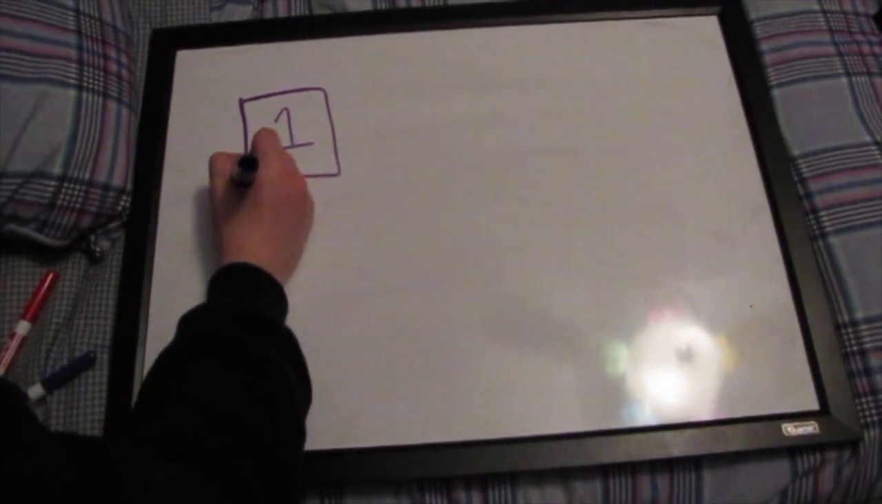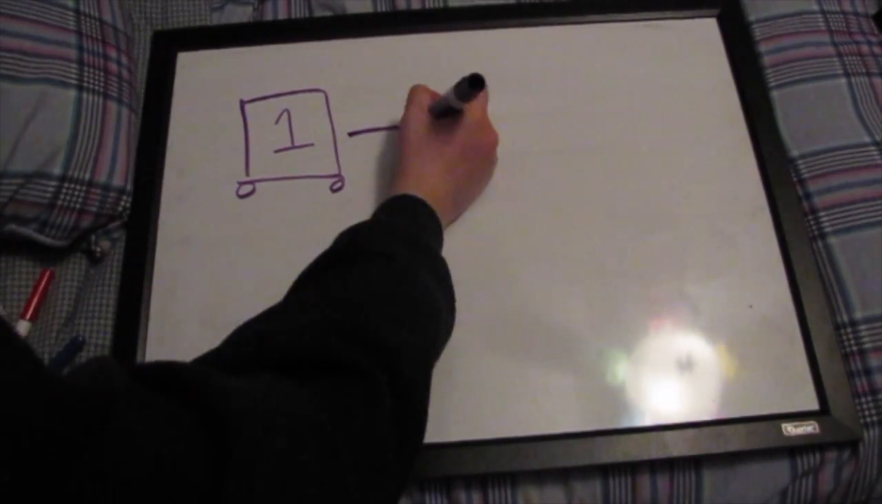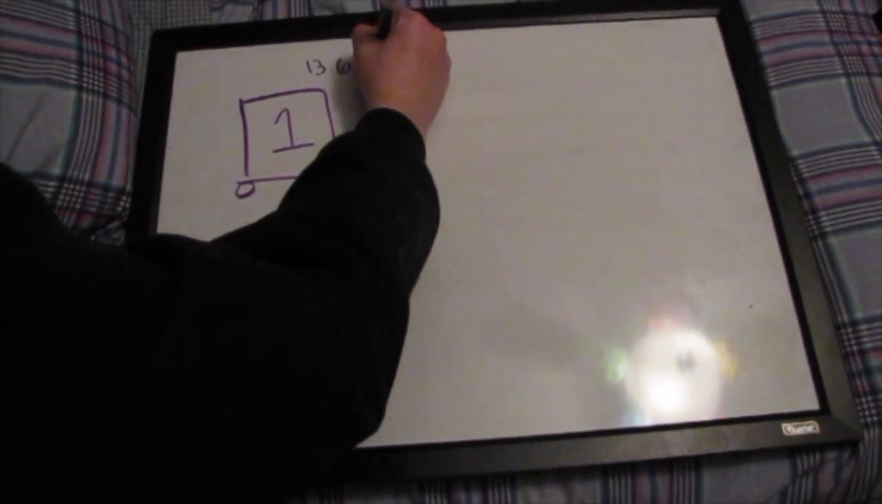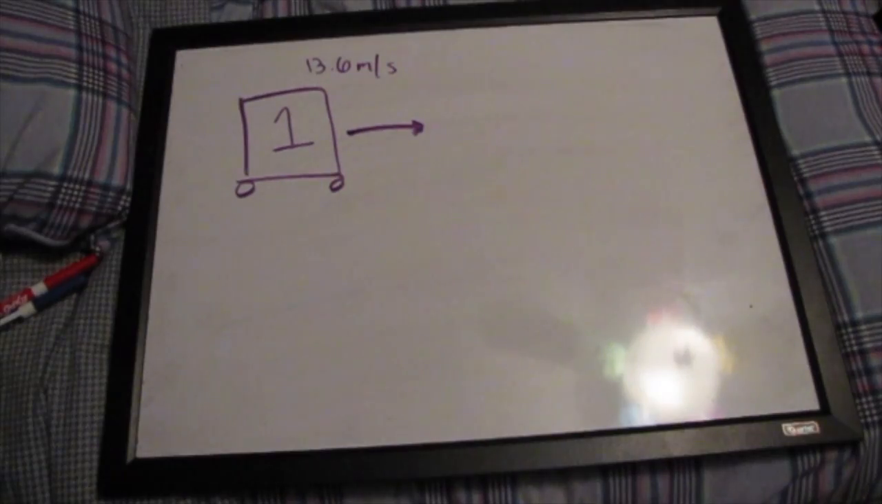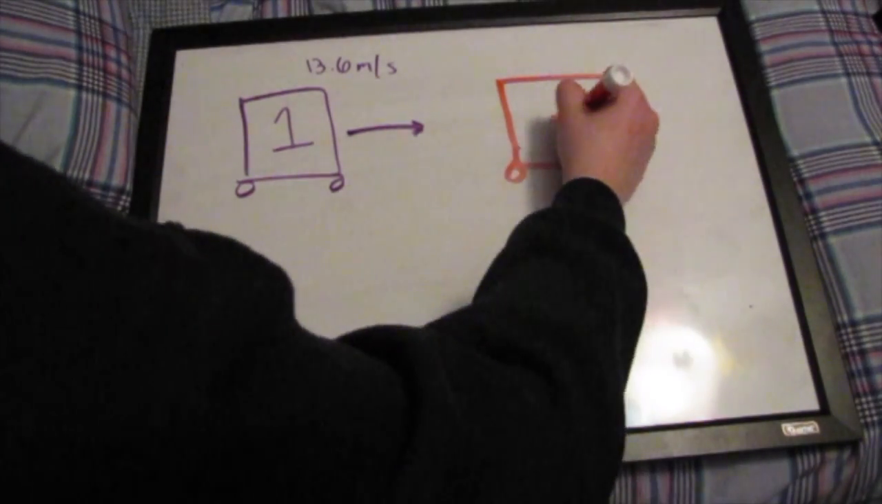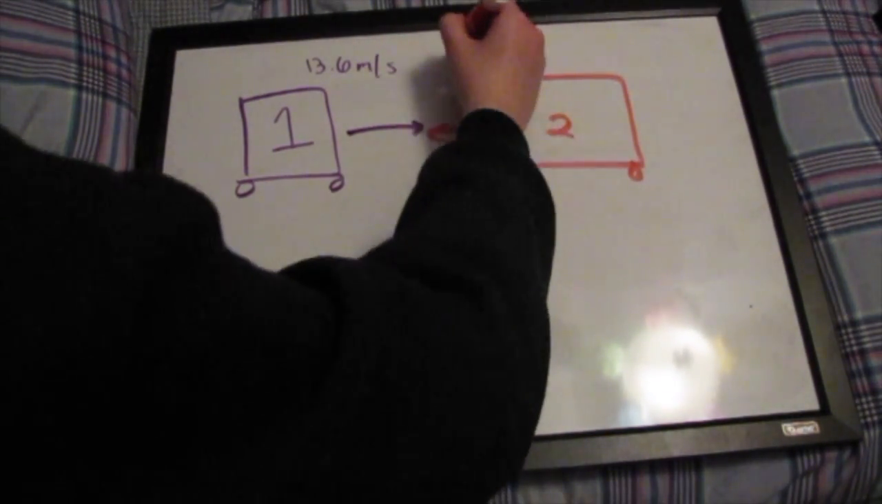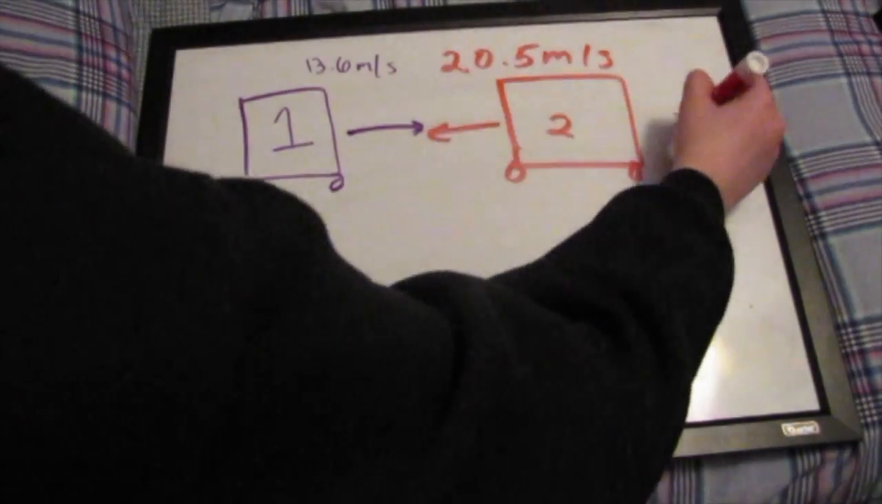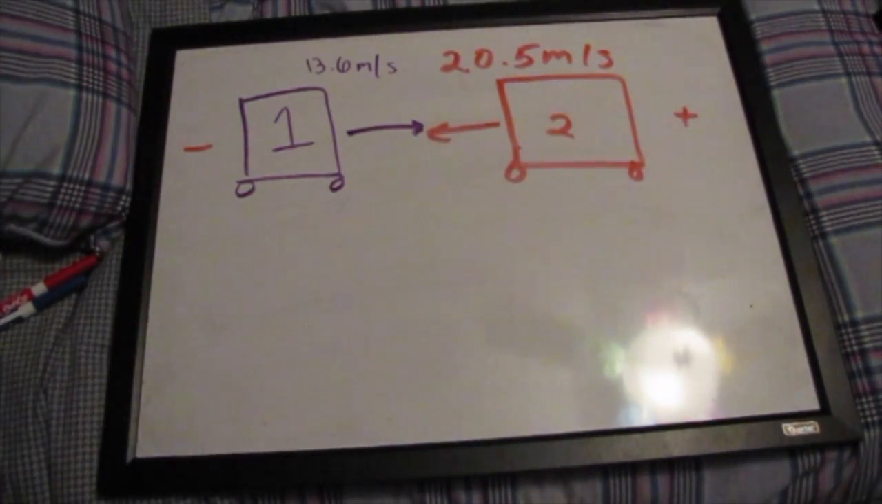So, the problem stated, car 1, the smaller car, was moving in the east direction, and I'm going to make that the positive horizontal direction. And it was going at a speed of 13.6 meters per second. Car 2 was traveling west, which is going to be my negative horizontal direction, and it was traveling at a speed of 20.5 meters per second. So this is our sketch. This is what's going to help us do our math now.